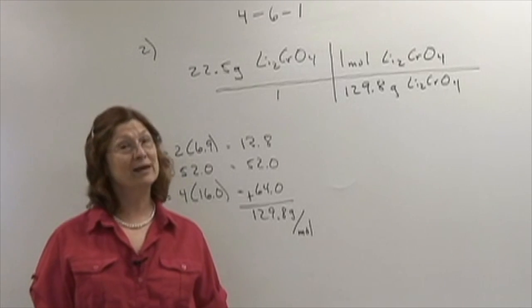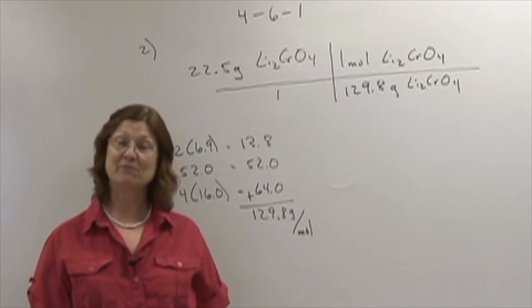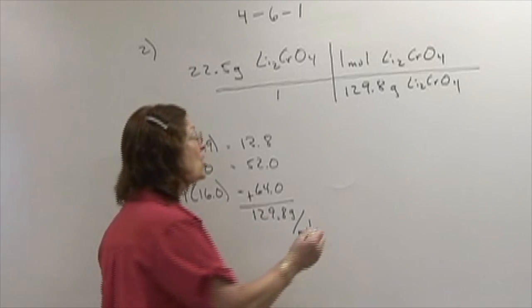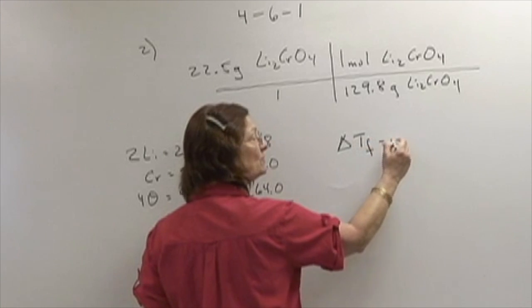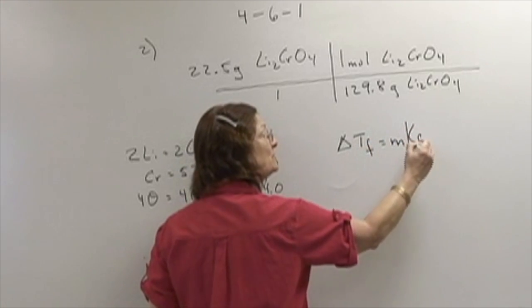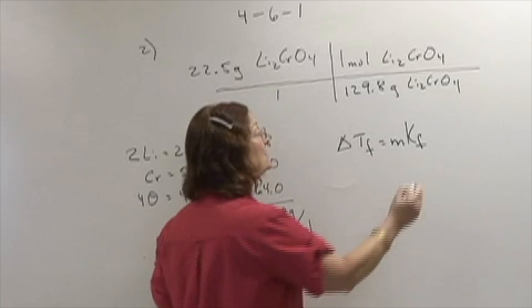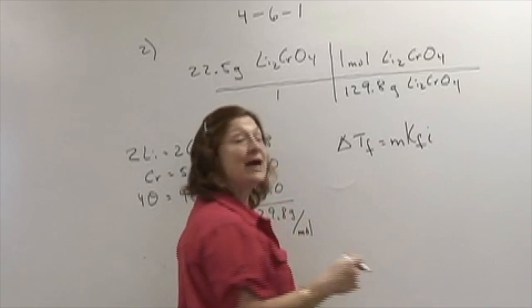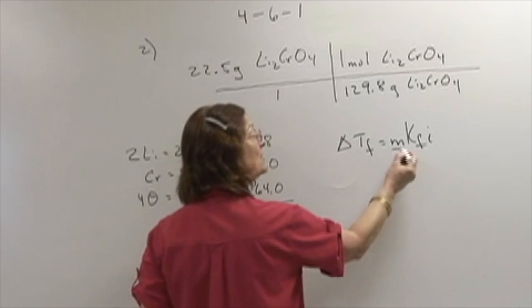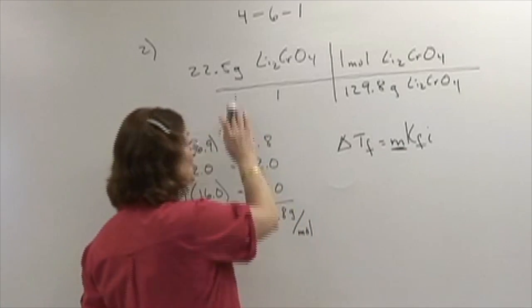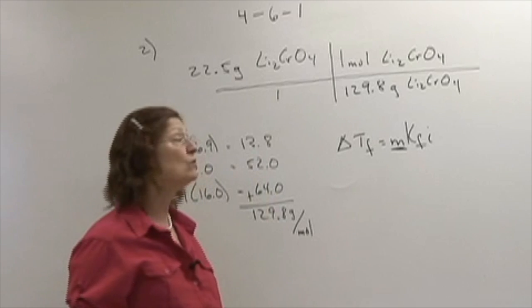Number 2 is a boiling and freezing point type of problem. First we know that the change in the temperature of the freezing point is equal to the molality times the freezing point depression constant times the number of particles. And the boiling point equation is very similar to this. Therefore I must get molality, and so I change my grams of my solute to moles.